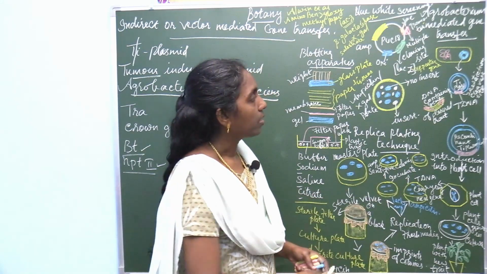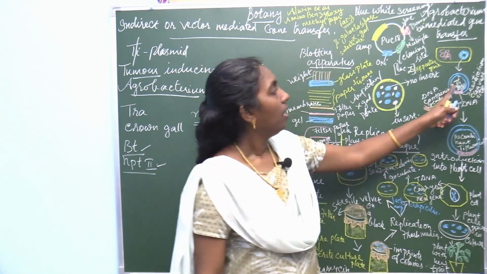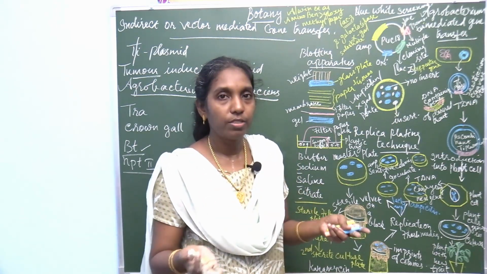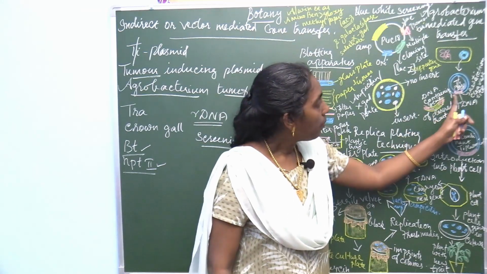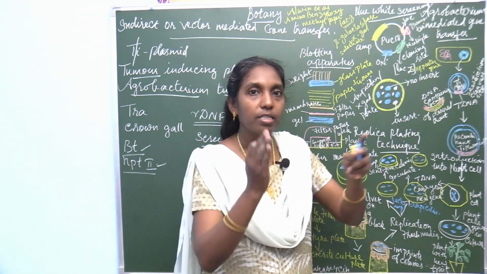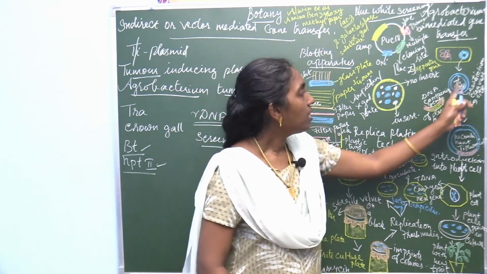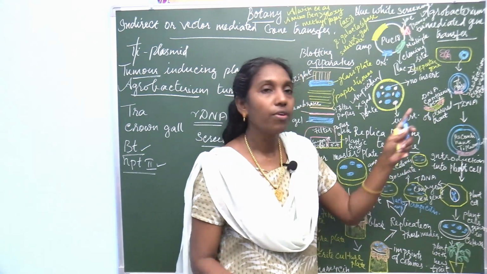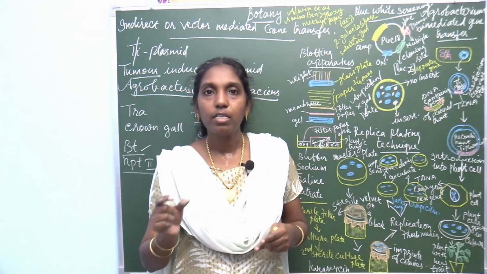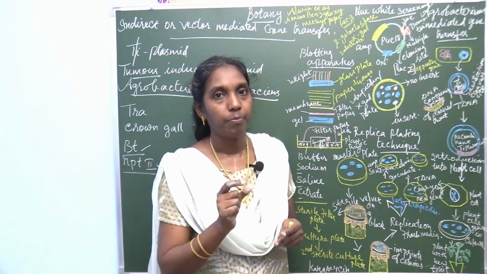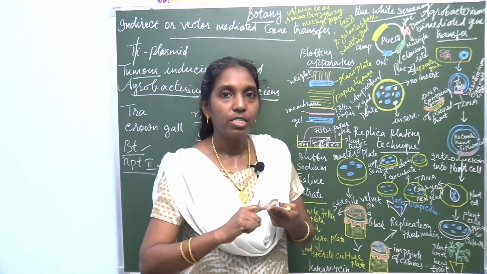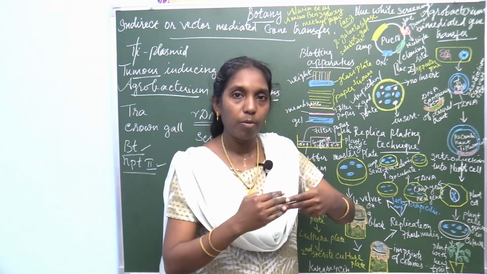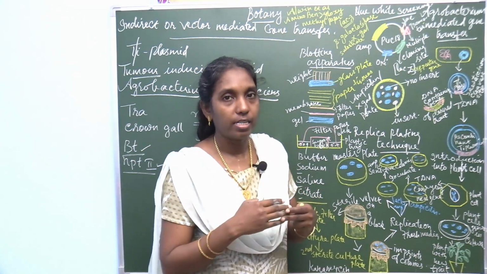In the Ti plasmid, the T part contains the transfer gene, TRA. From the Ti plasmid, the I can be removed and the T is altered with DNA containing the gene of desirable trait. We selected or isolated a gene of interest. This gene of interest is introduced into the Ti plasmid with the help of restriction endonucleases and ligases.